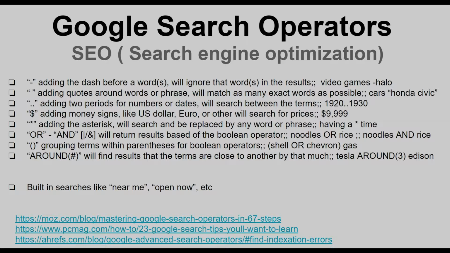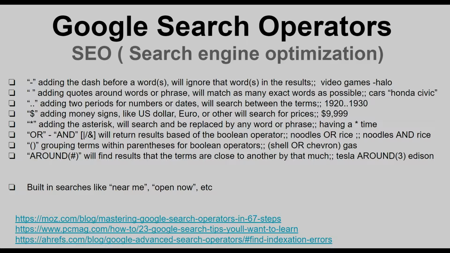A pretty unique one is this one called around, where if you do around and then a number, it will try to find results where terms are closely related to another by only that much. So let's say you're interested in an article about Tesla versus Edison, and you do Tesla around 3 Edison. That will hopefully return results where the words Tesla and Edison are around 3 words from each other, so that they're very close by.